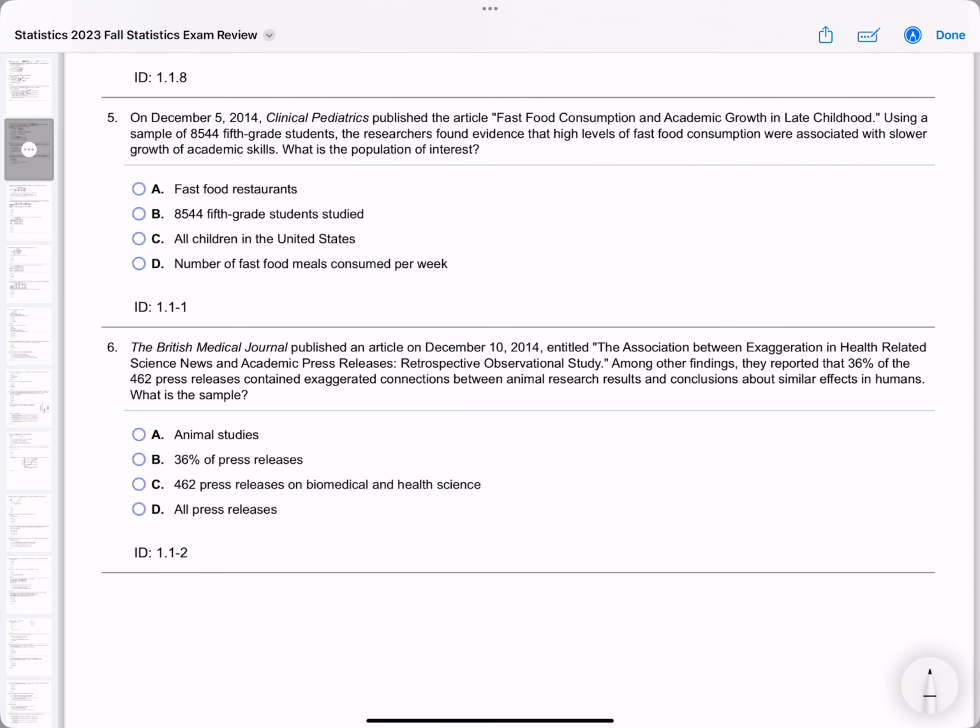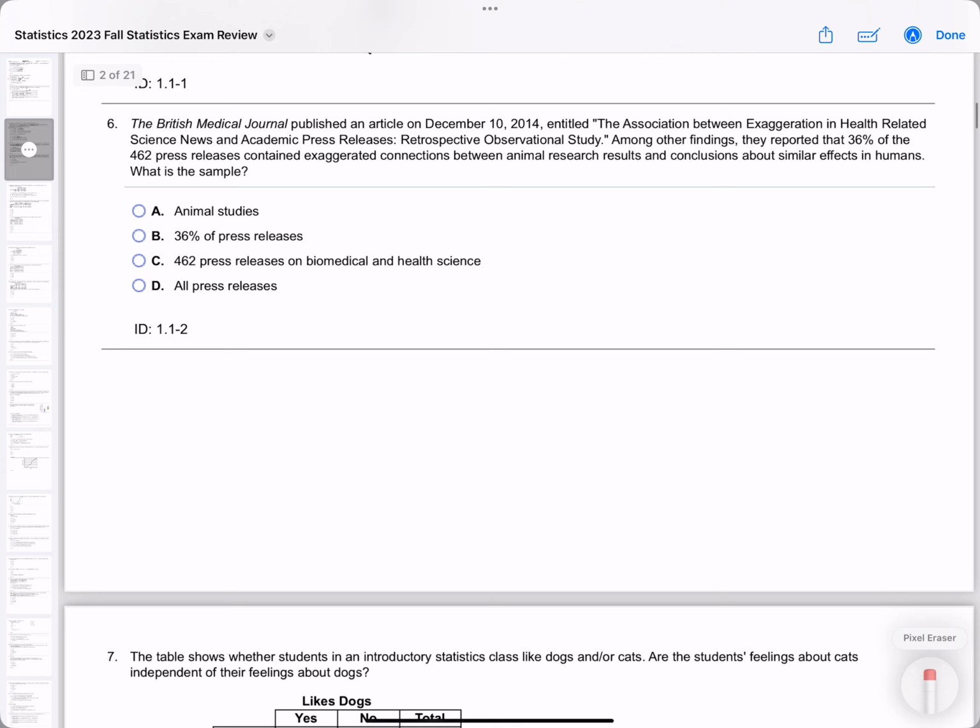Number 5. I'm looking for the population of interest. Again, this is who I'm studying, and if you read through it, you can see that I'm looking to study the children in the United States. Specifically, this is talking about 5th grade students, and the United States is the only one that does grades the way we do it. All countries have some sort of grade level, but this is specifically the way we do it, so that would be the United States. That's what we're studying, not the other aspects.